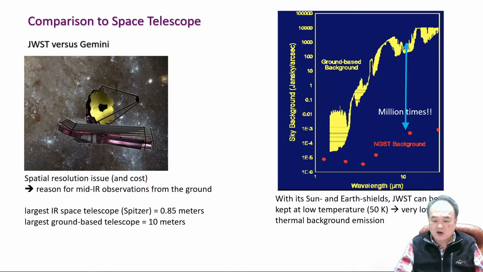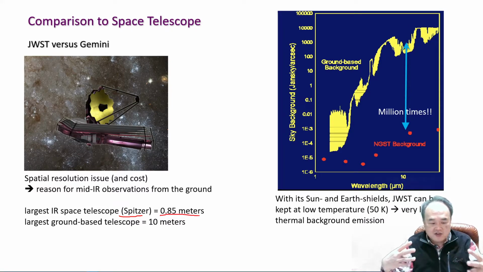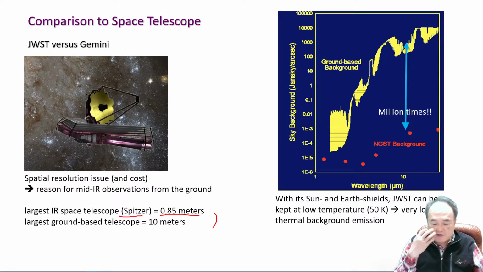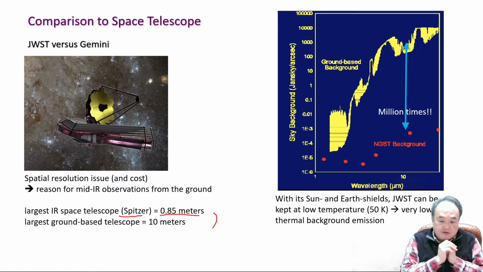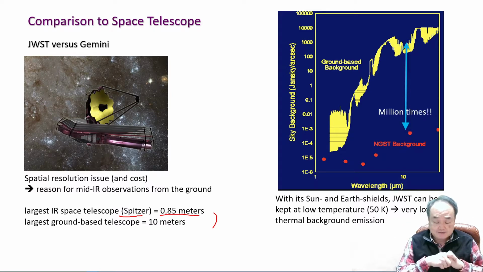Okay, so there's a trade-off between space telescopes and ground-based telescopes. Remember that the largest infrared space telescope that we sent to space is the Spitzer telescope, and the aperture size is barely 1 meter, right? Compared to that, the largest ground-based telescope is about 10 meters in aperture. So because of the size difference, we can achieve about 10 times better spatial resolution on the ground because of the larger telescope. But the ground-based telescope will be flooded by the surrounding mid-infrared background radiation.